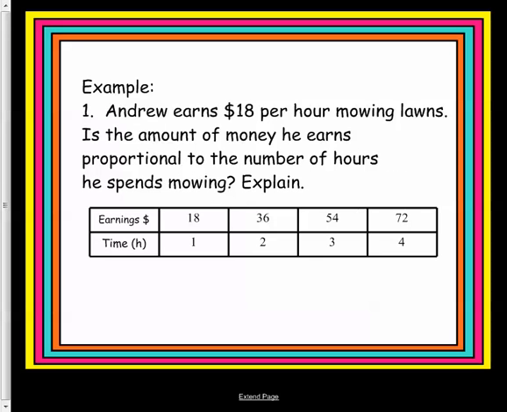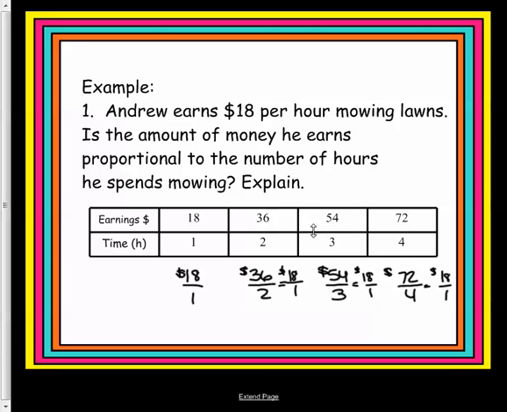Let's look at another example. Andrew's going to earn $18 per hour mowing lawns. Is this amount proportional to the number of hours that he spends mowing? So let's write out our ratios. For example, he makes $18 for 1 hour, $36 for 2 hours, and so on and so forth. Simplify the ratios and let's see what he makes per hour and if it's constant.